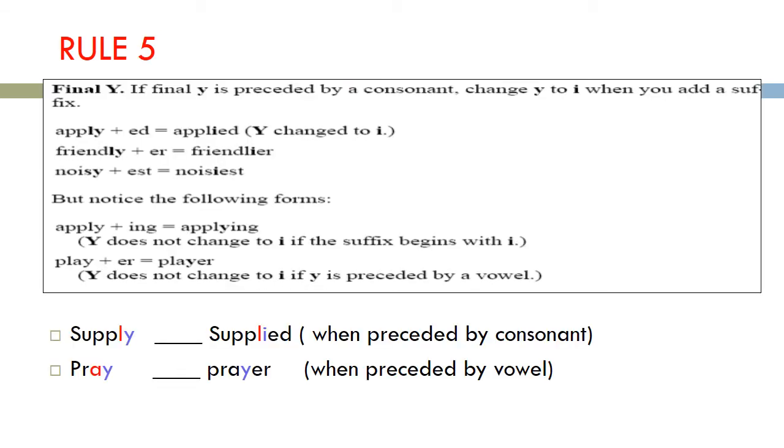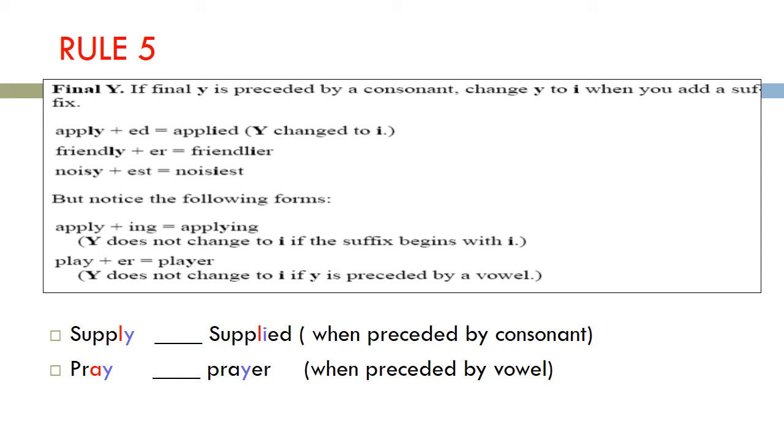Now rule 5 is about another case. Here it is about whether we change the final Y into I or we keep it as it is when we add a suffix. So it depends. We look at the last examples. Supply. Now the Y is preceded by a consonant L. So when we add the suffix, Y becomes I.